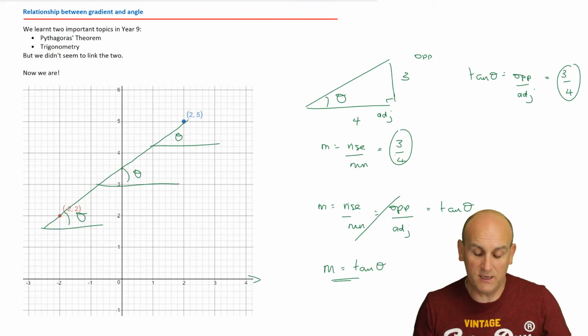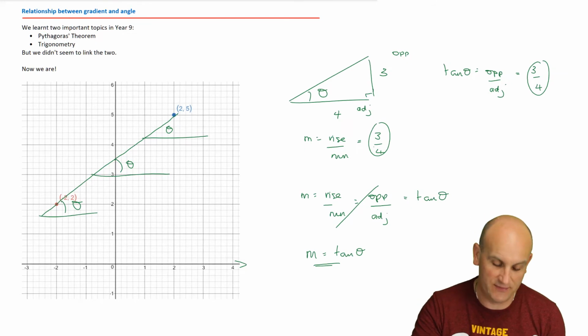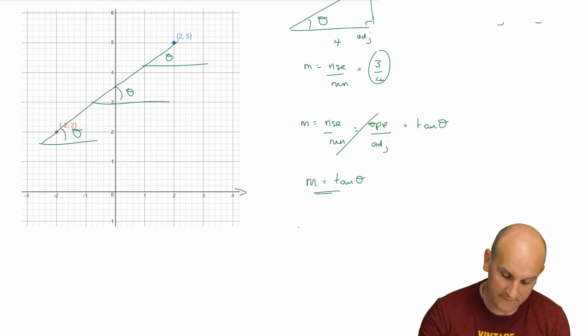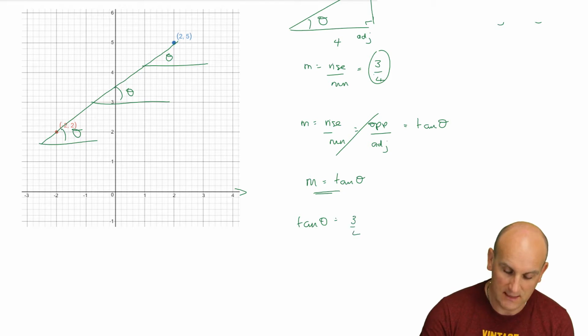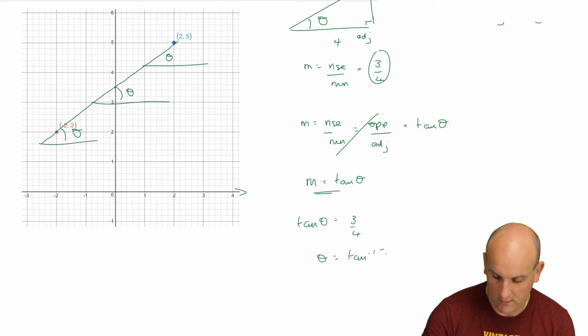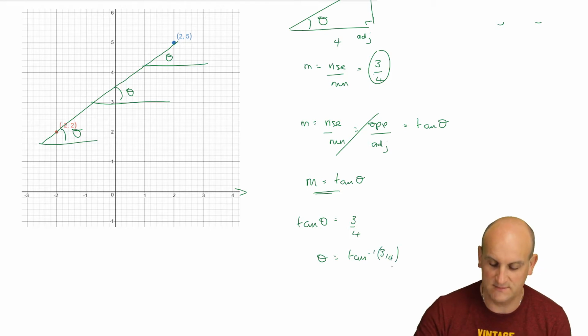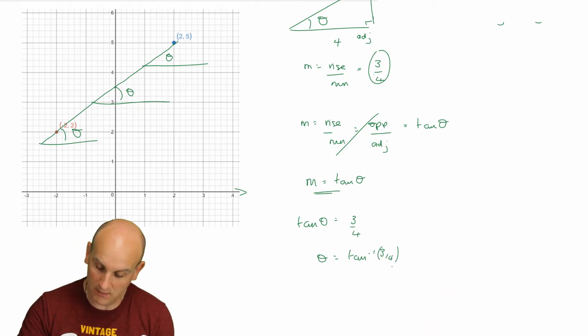Okay, so how am I going to use that information to then find my angle? Well, I know that m equals tan theta. Scrolling up a little bit, I therefore know that tan of theta is equal to 3/4, and so theta must be tan to the -1 of 3/4. Put that in brackets to make it nicer. And just load up my calculator.